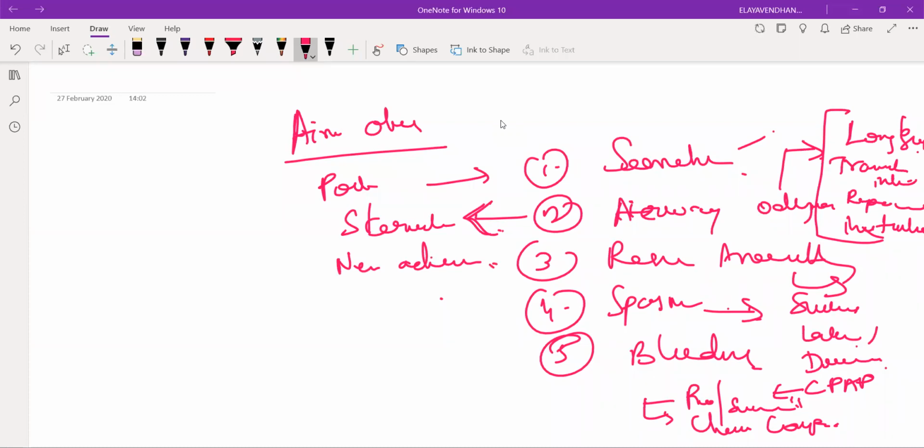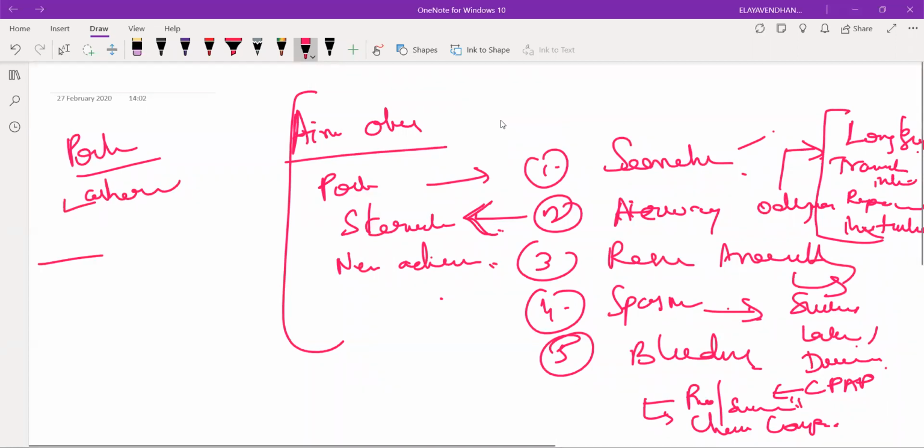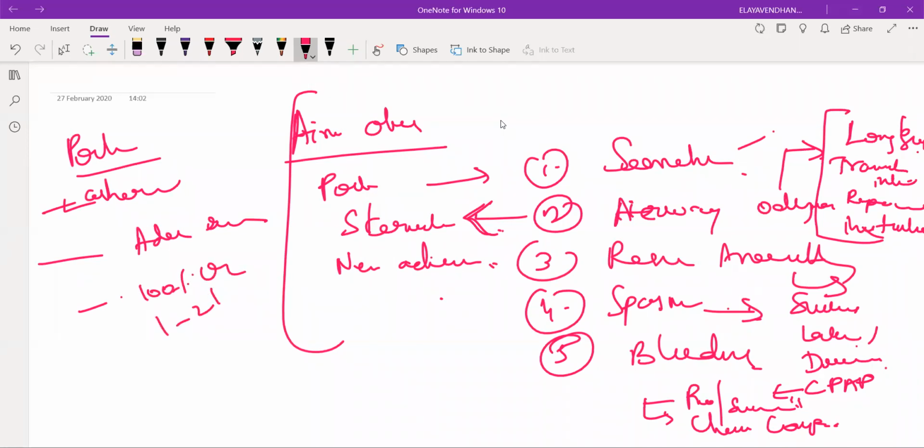So what is the post-operative management? Post-operative things you look for: nursing in the lateral position, then adequate analgesia, making sure there is no respiratory depression. Give 100% oxygen for 1 to 2 hours in the post-operative period. Be very vigilant for complications.